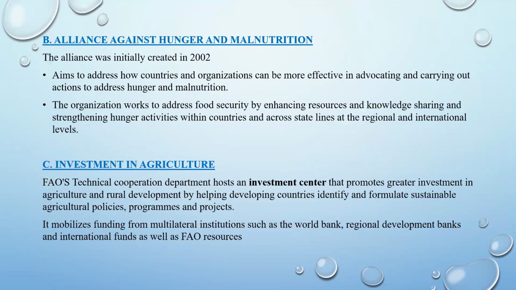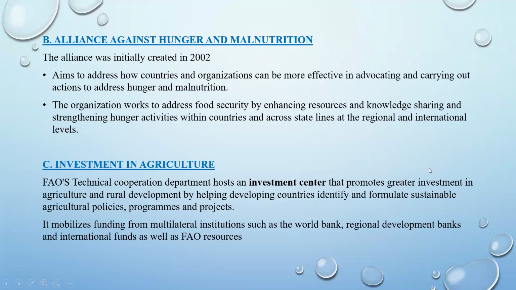The next program was Alliance Against Hunger and Malnutrition. The Alliance Against Hunger and Malnutrition was initially created in 2002. It aims to address how countries and organizations can be more effective in advocating and carrying out actions to address hunger and malnutrition. The organization worked to address food security by enhancing resources and knowledge sharing and strengthening hunger activities within countries and across state lines at the regional and international levels.